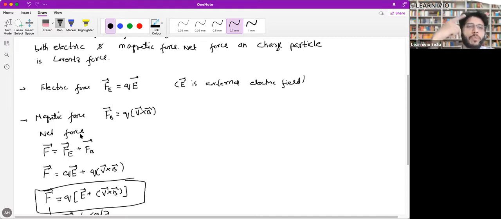Just try to recall what was the direction of electric force. We did this in chapter number 1. The direction of magnetic force we did in the last 2 classes, but the direction of electric force was in electrostatics, chapter number 1. Just try to recall how we get the direction of electric force and how we get the direction of magnetic force. You will be using both the concepts simultaneously.